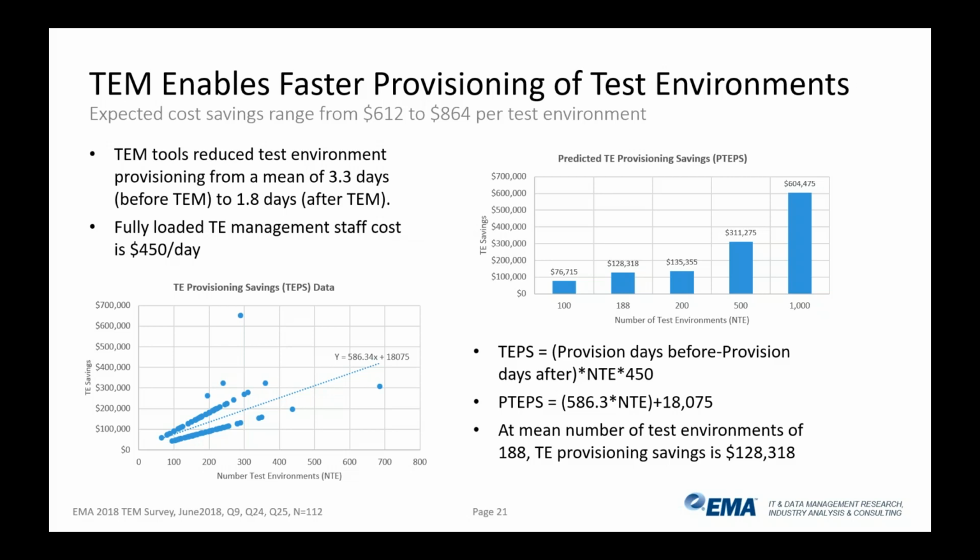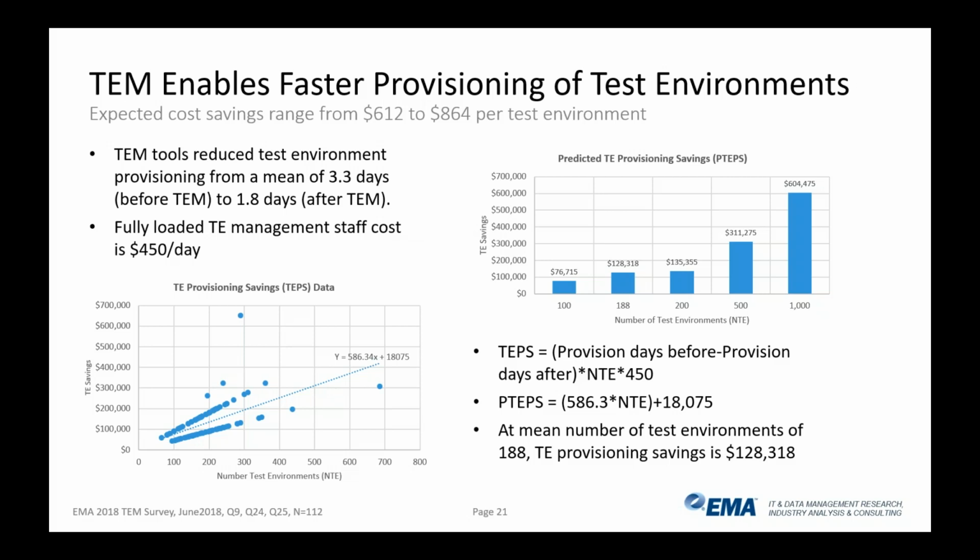But I also just used the model to identify at different levels of test environments what the predicted savings would be. And so in this case, at the mean of 188 test environments, you're looking at a savings in this particular feature of just over $128,000. So pretty significant.